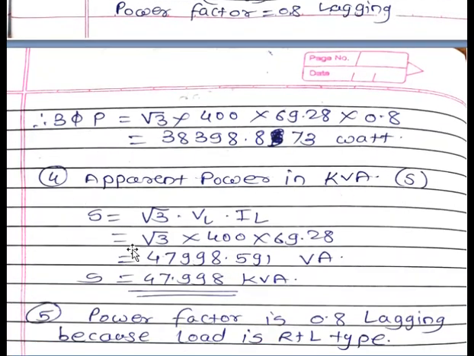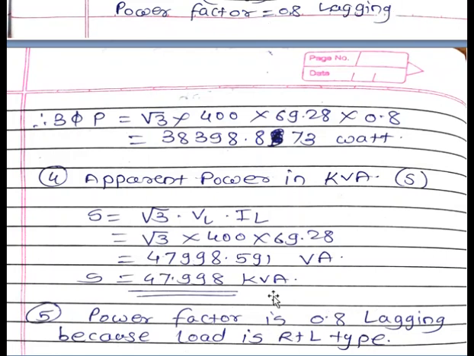Now we calculate the apparent power. The apparent power formula is S is equal to root 3 VL into IL. VL is 400 and IL is 69.28. Now the answer of this calculation is equal to 47,998.591 volt ampere. Or when we convert it into kVA, then it is 47.998 kVA.